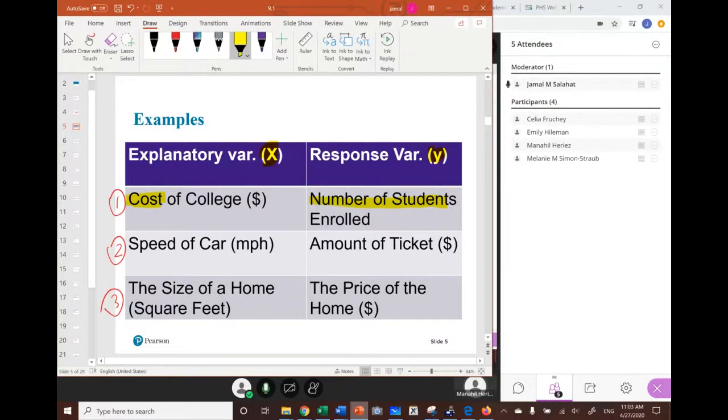Do you think there is a relationship between the cost of college and the number of students? In other words, do you think that the cheaper the college, the more students will go? The more expensive the college, the fewer students will attend? What do you think? Is there a relationship between cost and number of students? Yes. Okay, what about the rest of you?